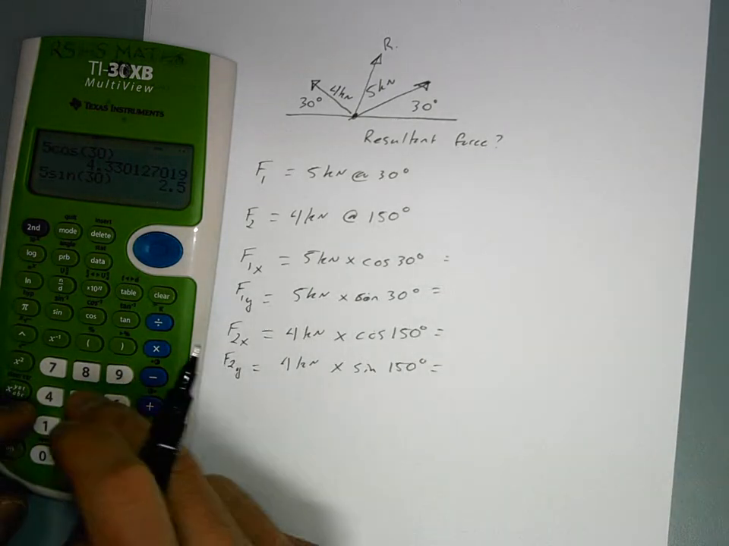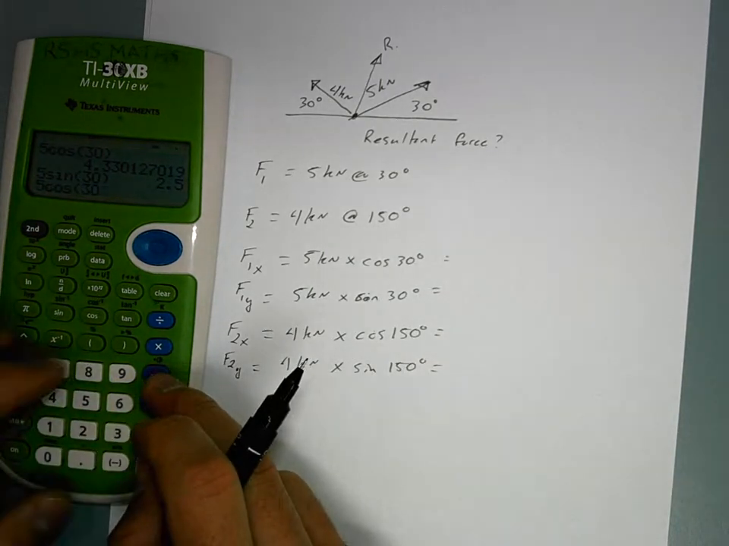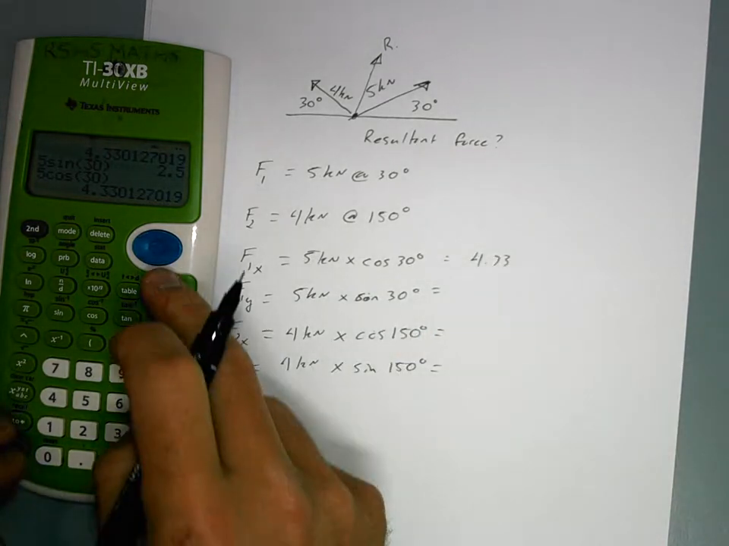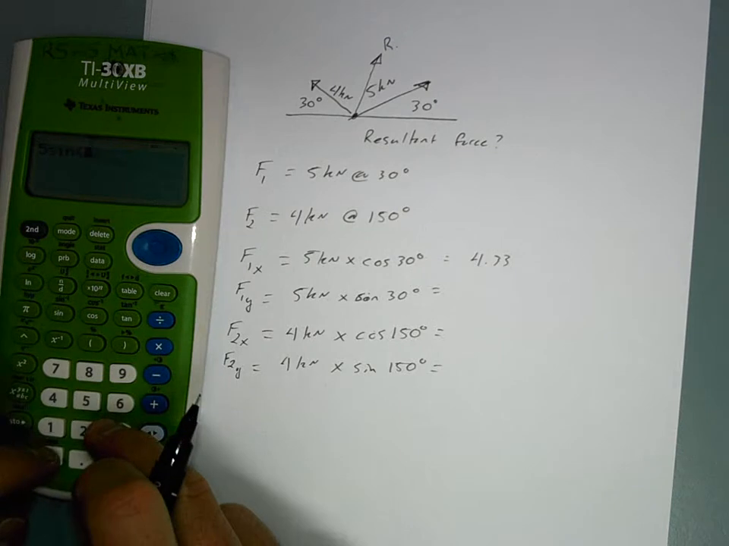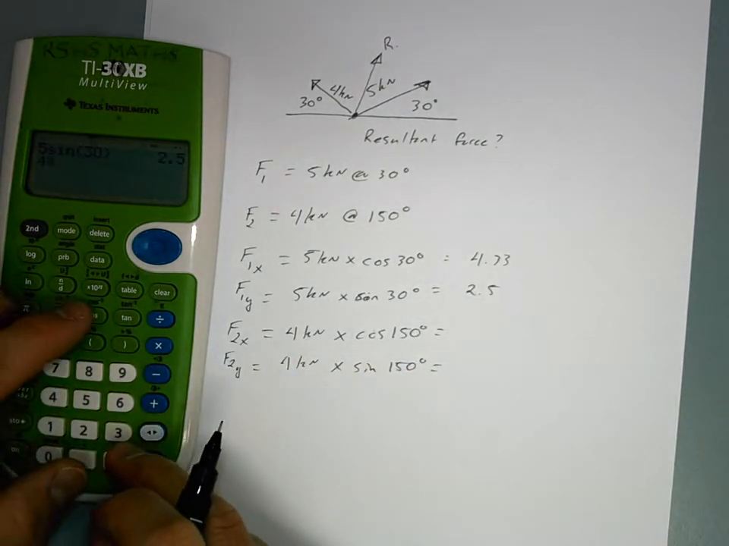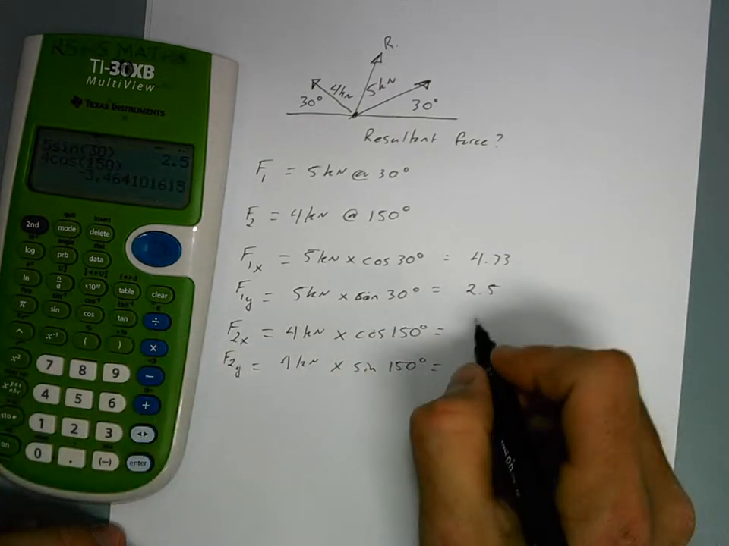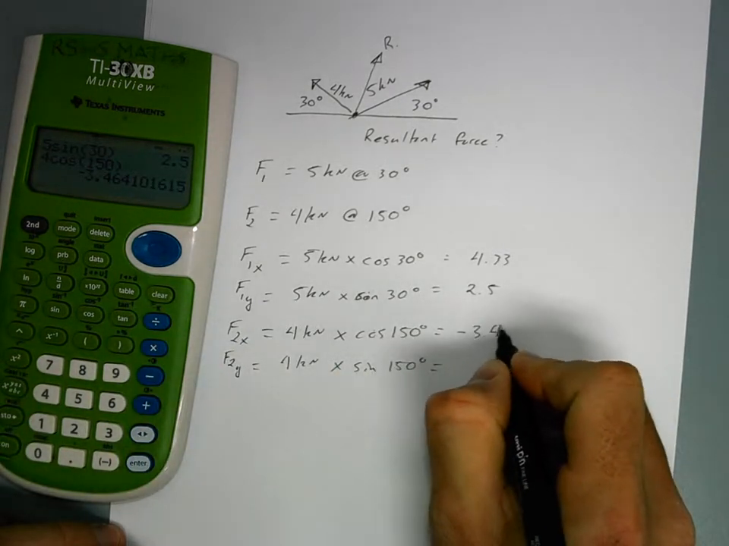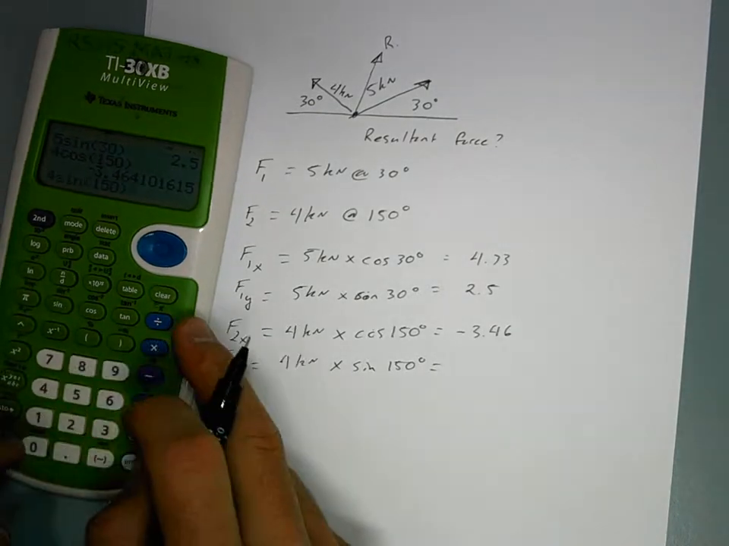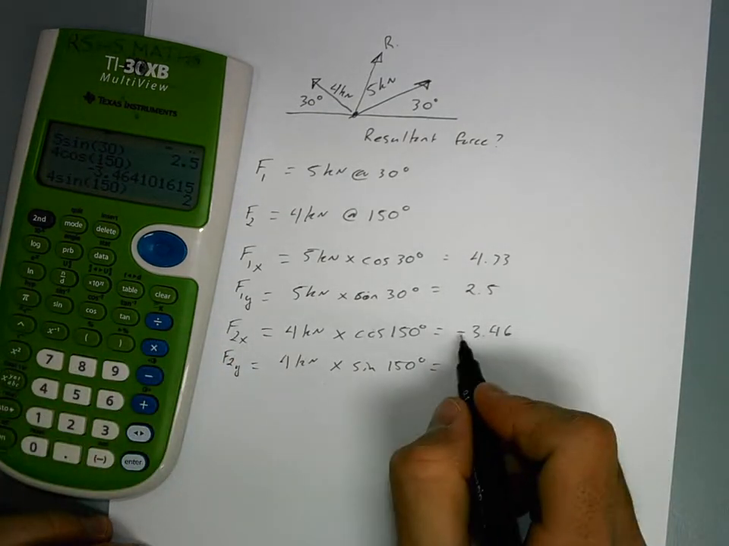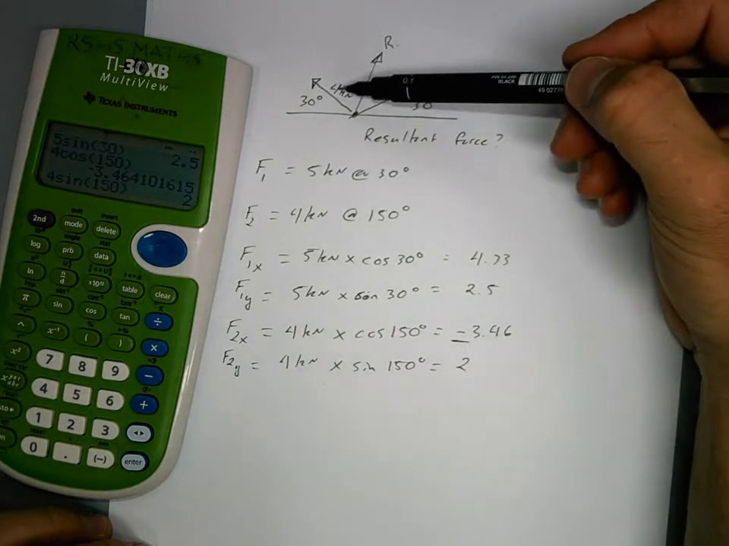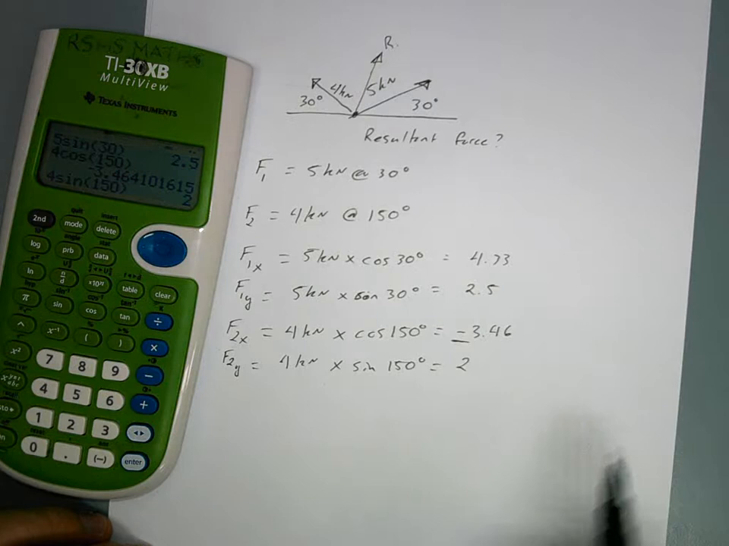So this one here becomes 5 cosine 30, okay, this one is 5 sine 30. This one is 4 cosine 150. This one here is 4 sine 150. Now notice this one is a negative. Okay, that's because this force here is going in the negative x direction.